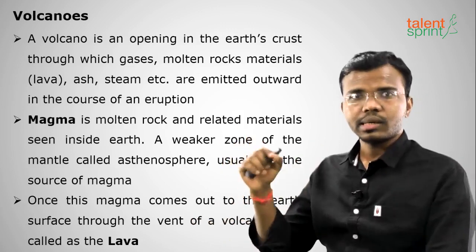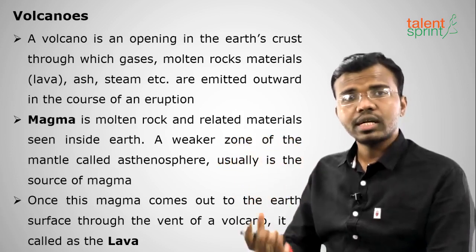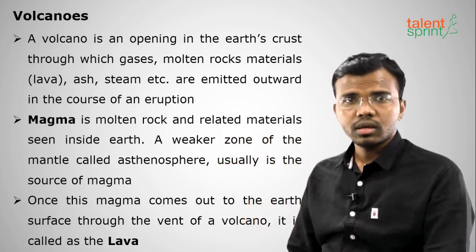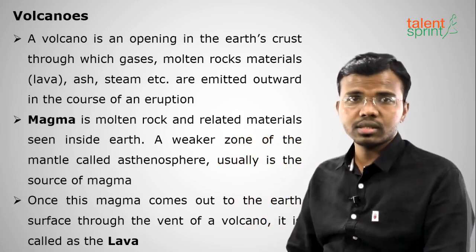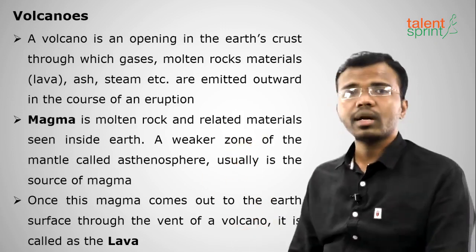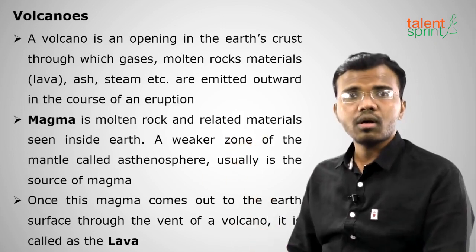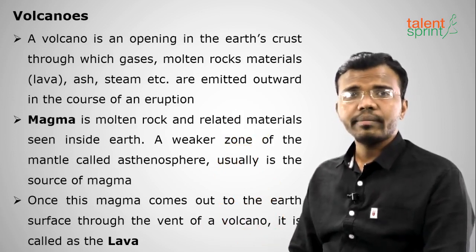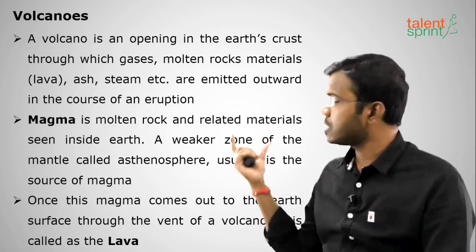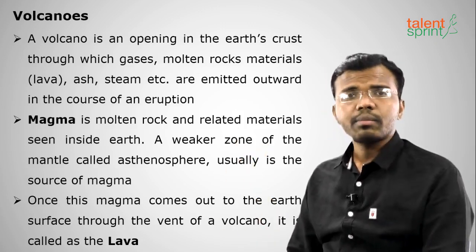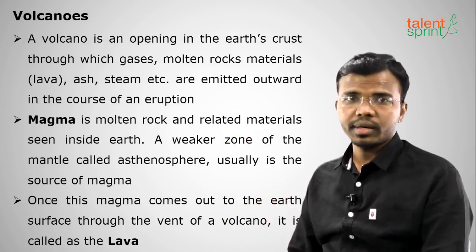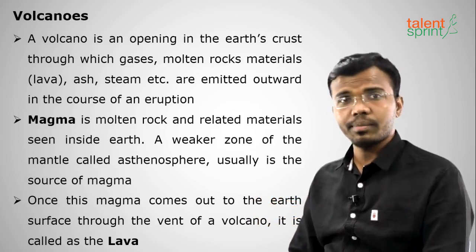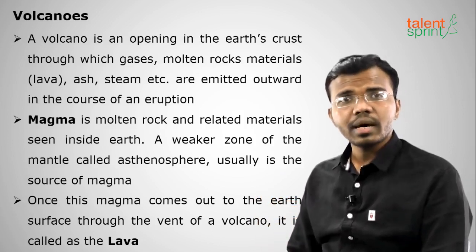Suppose there is a pipe, and I make a hole in it, so that is a weaker zone. Through this hole, all the material will come rushing out because of the high temperature and pressure inside the earth. So a volcano is a vent or hole through which all the molten rock materials, ash and steam come out. Generally the major part of a volcano consists of magma. Magma is a molten rock material, that means melted rock, which has high temperature and high pressure.